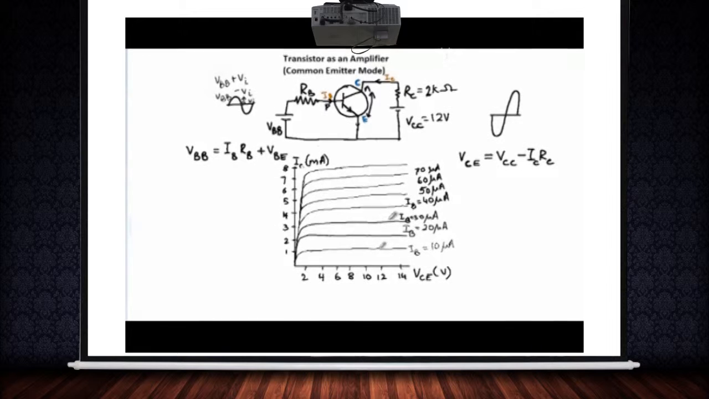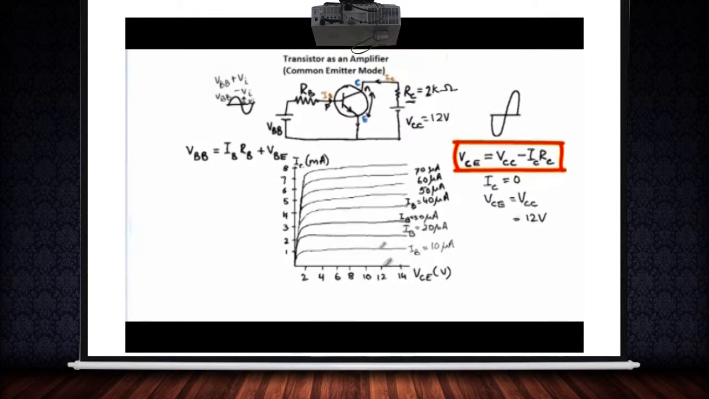Now this line we're going to draw is called a load line, because the position of the line depends on the load in the circuit, which is the value of the resistance RC. To draw this line, we'll consider 2 points, one where it cuts the x-axis or the VCE axis, and the other where it cuts the y-axis or the IC axis. To find the point where it cuts the x-axis, we'll put IC equal to 0 in this equation, and that gives VCE equals VCC, which in our case I have assumed a value of 12 volts. So one is this point over here.